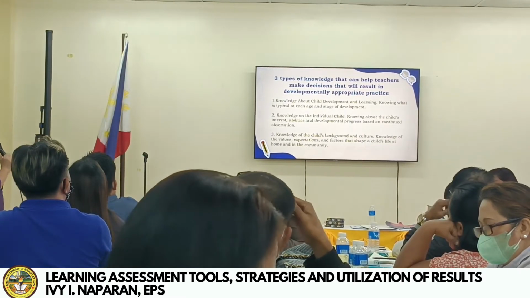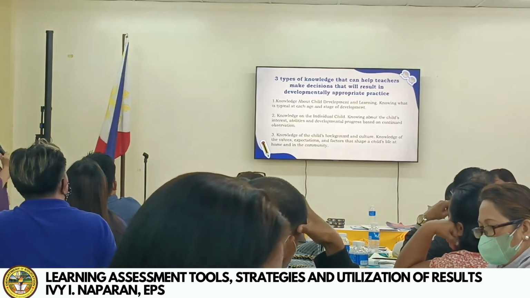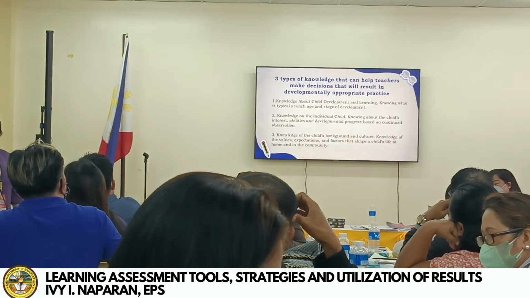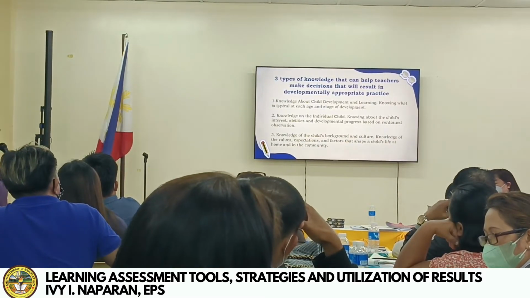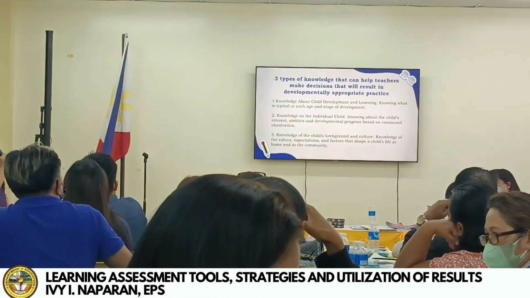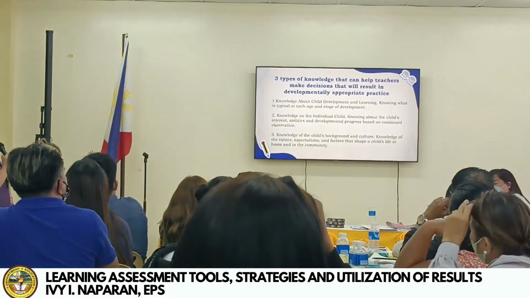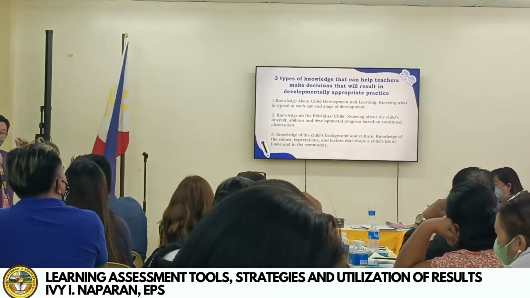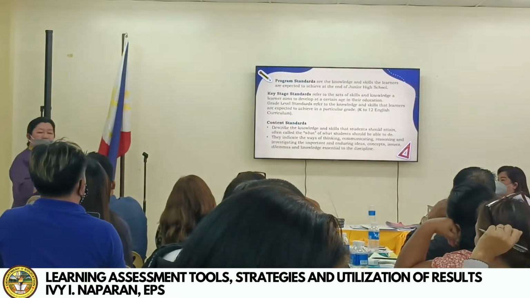Number 2, knowledge of the individual child. It's knowing about the child's interests, abilities, and developmental progress based on continued observation. So na po kay facts, no? Knowledge of the child's background and culture, knowledge of the values, expectations, and factors that shape a child's life at home and in the community.